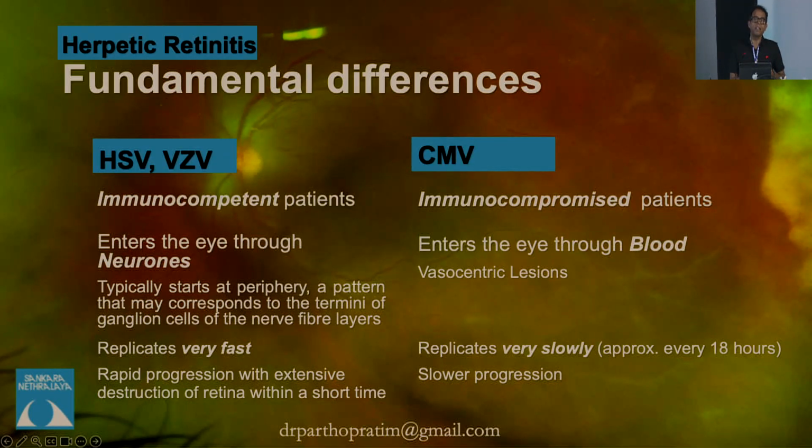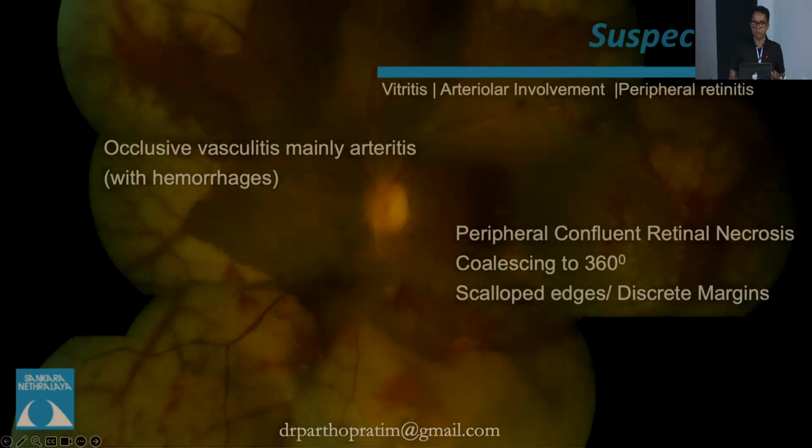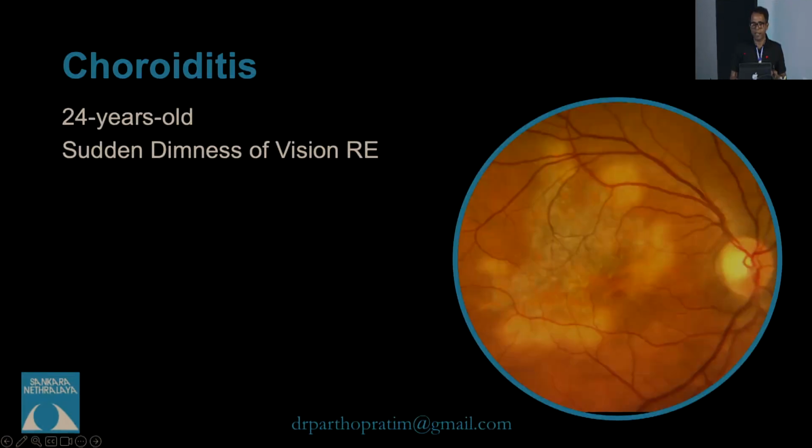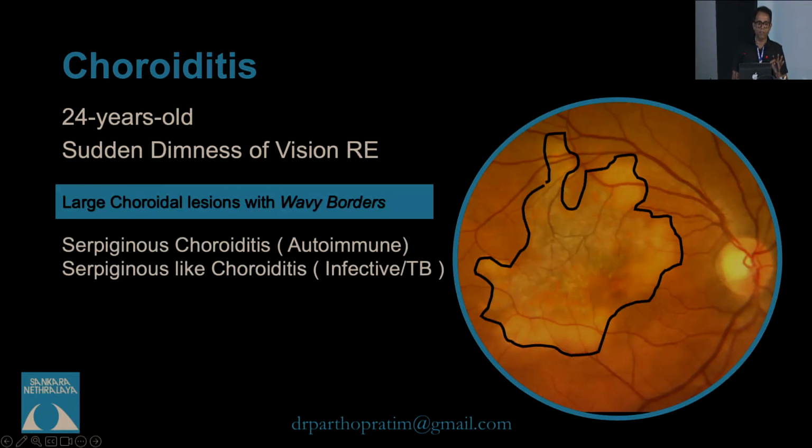Whereas with CMV, the replication rate is very slow, and it will take a longer time to involve the fundus. Now, suspect ARN, I have already shown you. Now, coming to a little bit about the choroiditis. When you are looking for choroiditis, you have to understand that there are two varieties you need to know: one is serpiginous choroiditis, and one is serpiginous-like choroiditis.